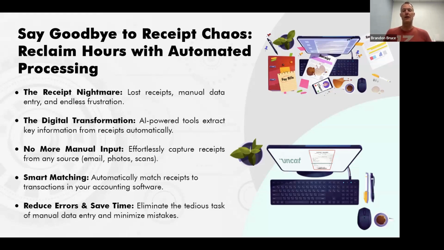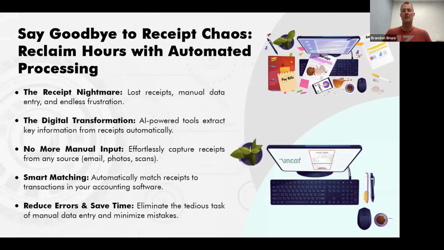What we've built is a way for the client to send those in, but instead of emailing them to the accountant, they can email it to Uncat or text it to us or upload it through our web app. And then we will process those receipts, meaning parse out the vendor, the amount, the date, and automatically attempt to match it to the right transaction in QuickBooks. We'll then show you that proposed match. And if it looks good, you can then say, hey, match, and done.